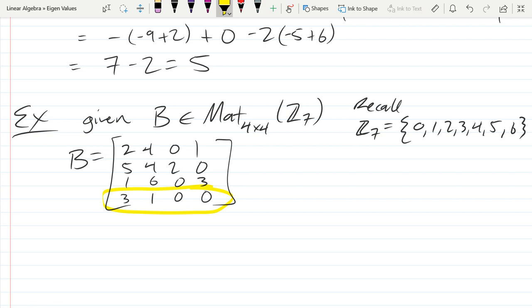If we were going columns, what's the best column? Column 3. Column 3. So why is column 3 even better? Three zeros. Three zeros, so that's a lot less work. Let's go down column 3. So we need our sign matrix. This needs to be a 4x4.